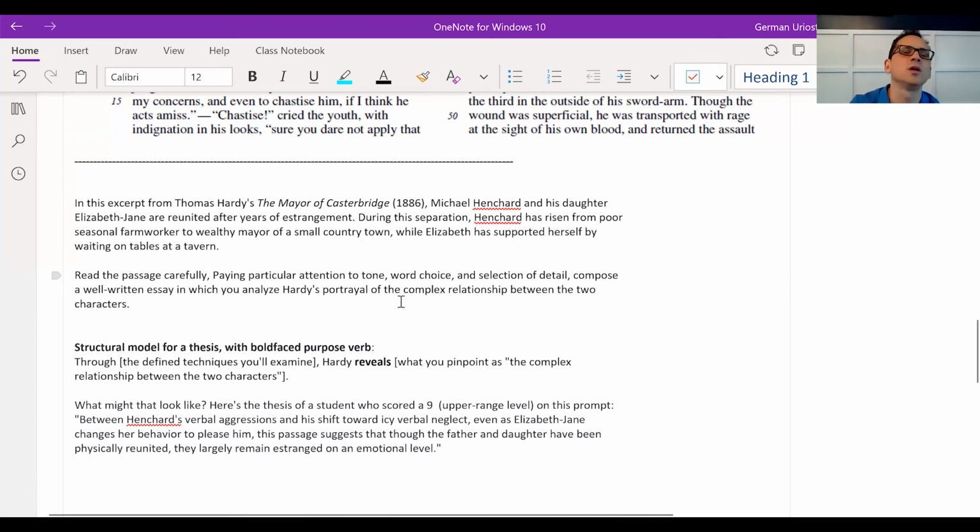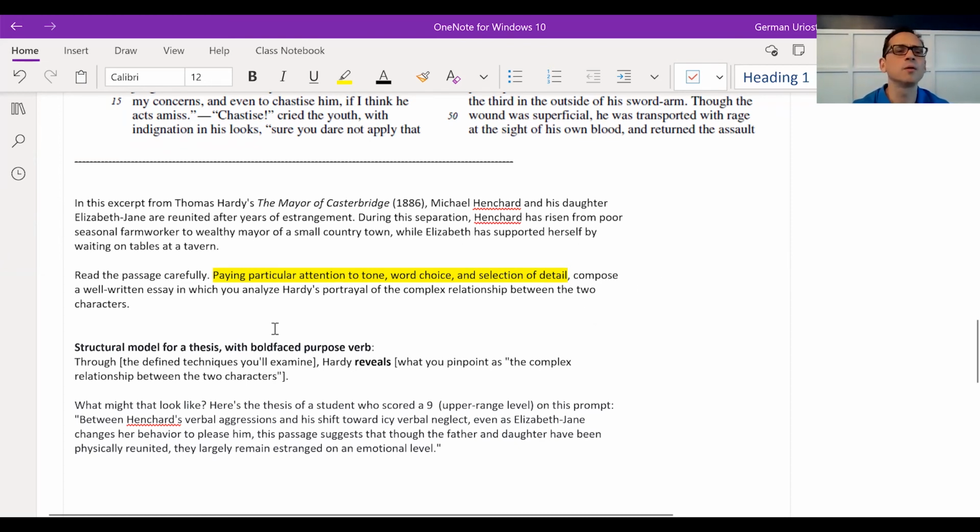All right, read the passage carefully, paying particular attention to tone, word choice, and selection of detail. Compose a well-written essay in which you analyze Thomas Hardy's complex portrayal of the complex relationship between the two characters. First of all, you might have noticed, wait, where is how? I don't see the word how. It is implied, though, isn't it, in this piece? Paying particular attention to these things means focusing on these techniques, these devices, these textual elements. In other words, how does the author use these things as he goes through it?